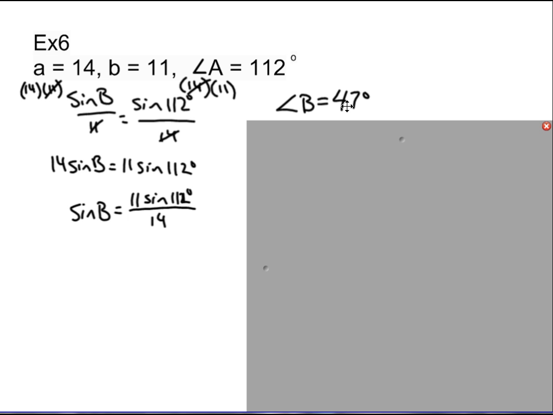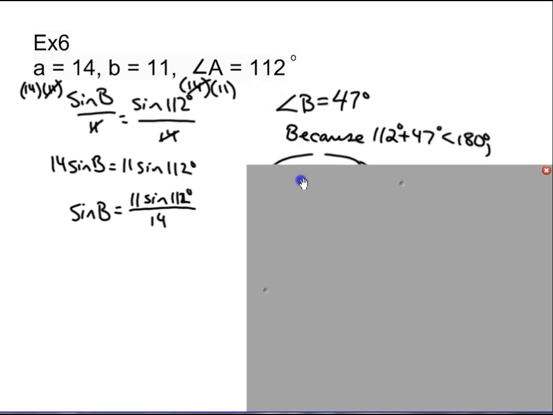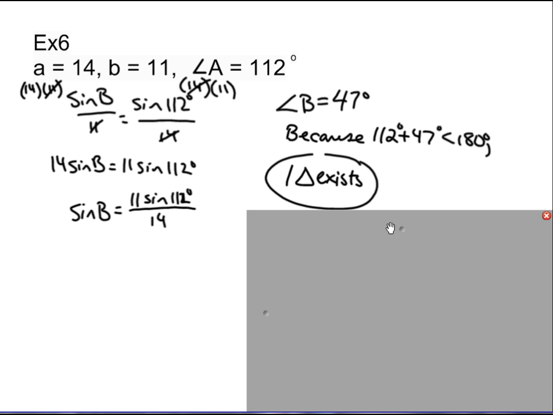Now remember, it's just for an obtuse angle. We started with a 112. It's either one triangle or none. So 47 degrees, our question is, can that work with the 112? And yes, because 112 degrees and 47 degrees is less than 180, it works, it fits. So there is one triangle that exists.